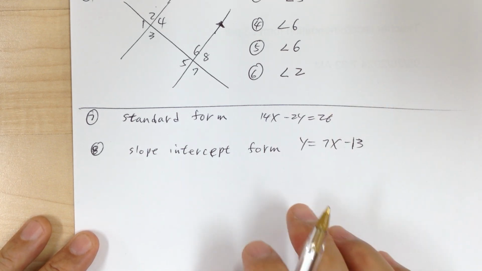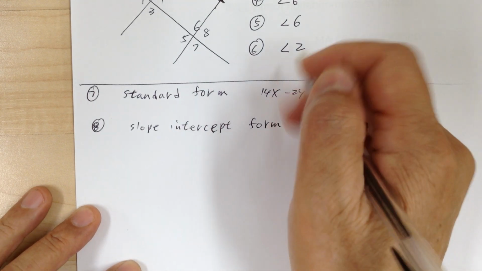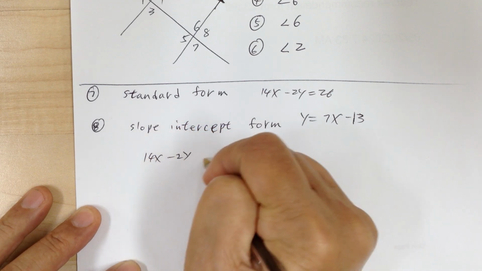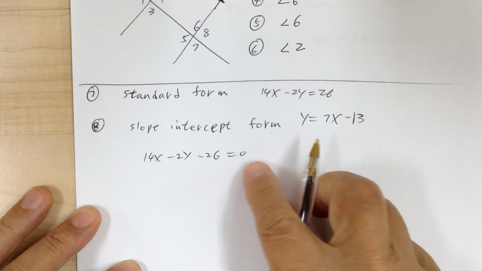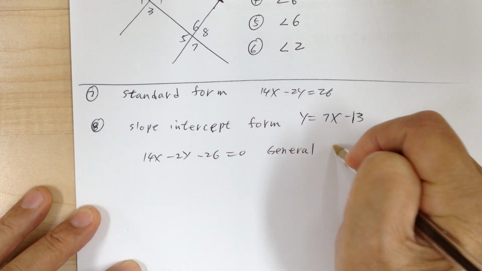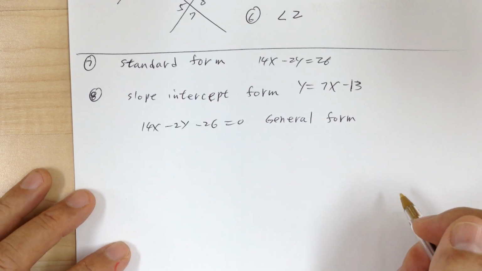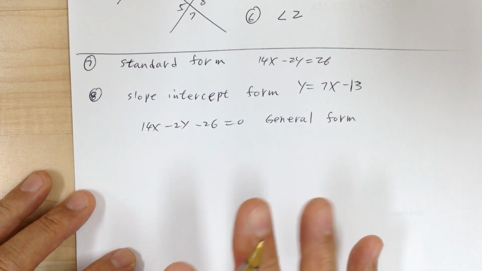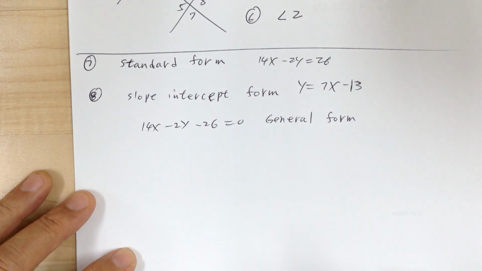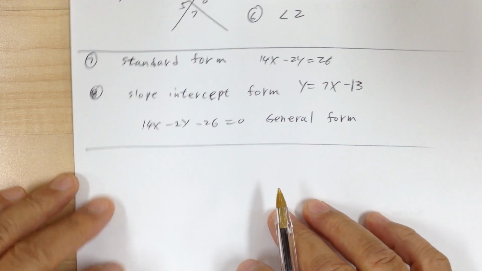There are other forms that are not on here, but you should know them. Like this one over here, if you have 14x minus 2y minus 26 equal to 0, when you have equal to 0, this is called general form. There are a couple other forms, but these are the ones you need to know for now.